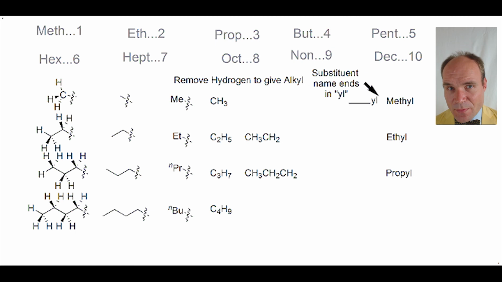With the molecular formula and the condensed form, you can see we have lost one of the hydrogens from the alkane. And what do we call it? But would tell us that there are 4 carbons, so it's an alkyl. We have here butyl.